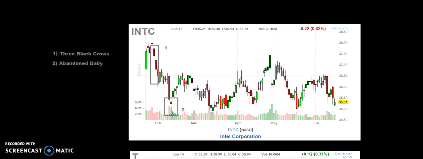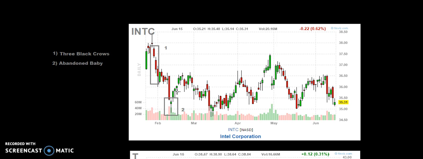But here at number 2, sometime in the middle of February, we can see that an abandoned baby forms. We see a long red candle, and then on the next day, since the stock price has dropped so substantially, a lot of buyers are coming in. We see that it makes a lower low, but it doesn't come anywhere near the same magnitude that we had seen on previous days. So the stock price has dropped throughout the day, which is why we see that tail, and then buyers are coming in, pushing the price back up, ending pretty much, in fact, a little bit higher than where it opened.